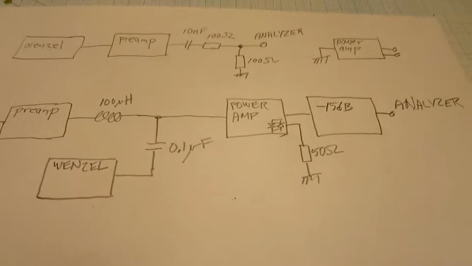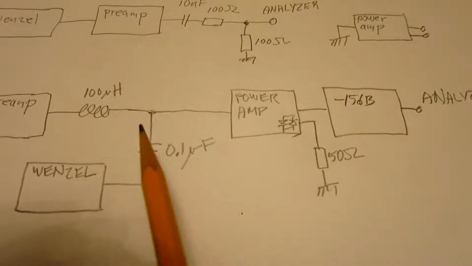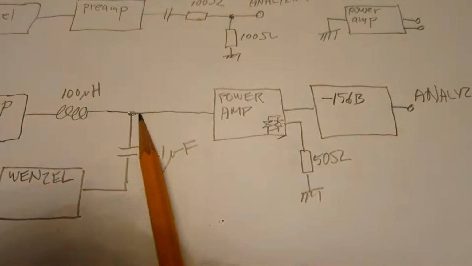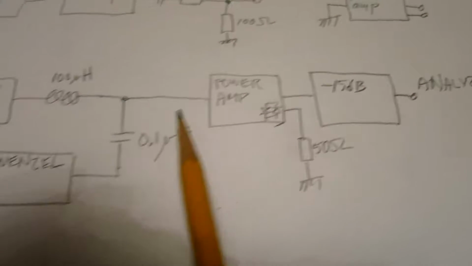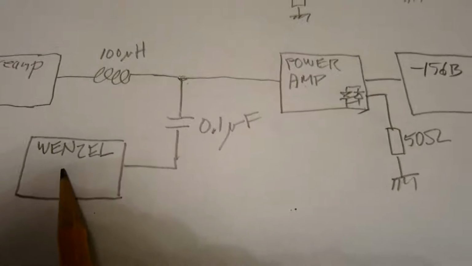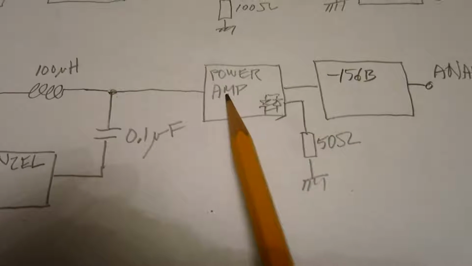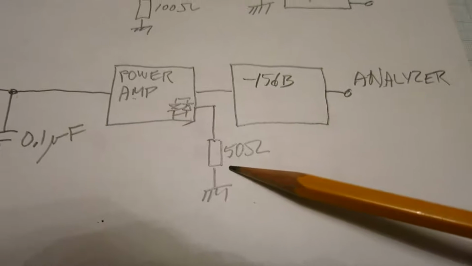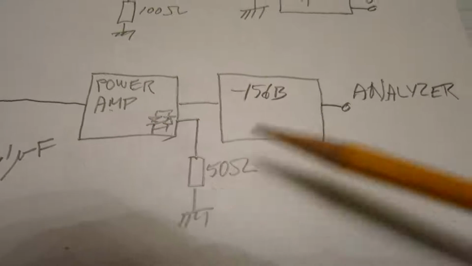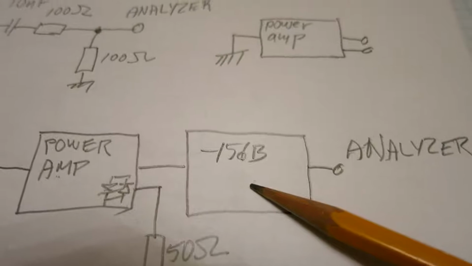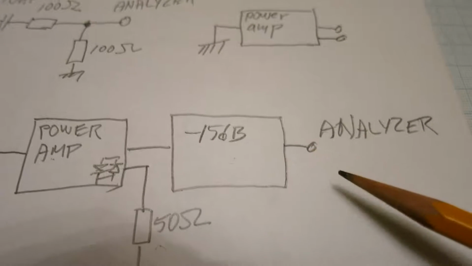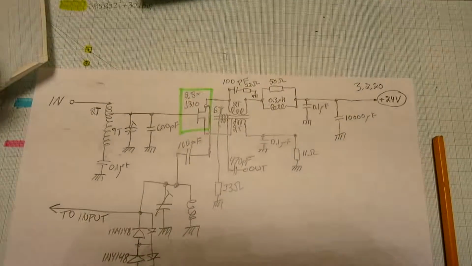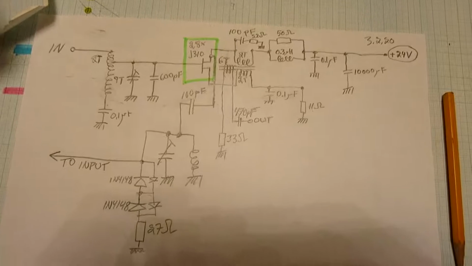This will be the next experiment. This inductor will supply the normal bias voltage for the power amplifier, and I feed the Wenzel oscillator directly in here. The limited output is terminated in 50 ohms, and the output is attenuated by 15 dB to give the normal level to the analyzer. Here is the power amplifier.